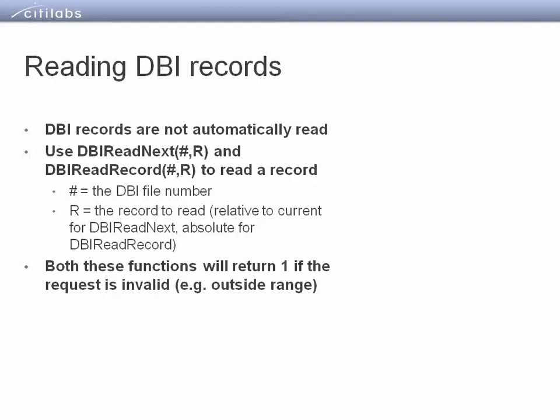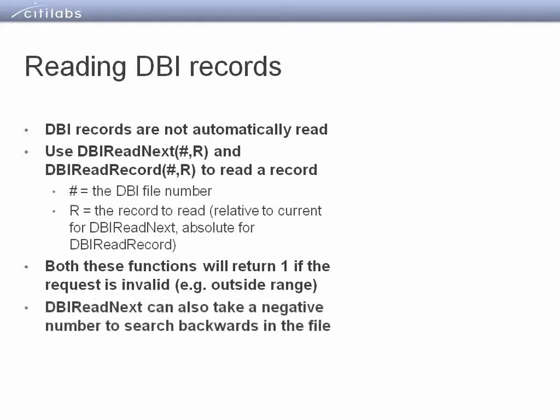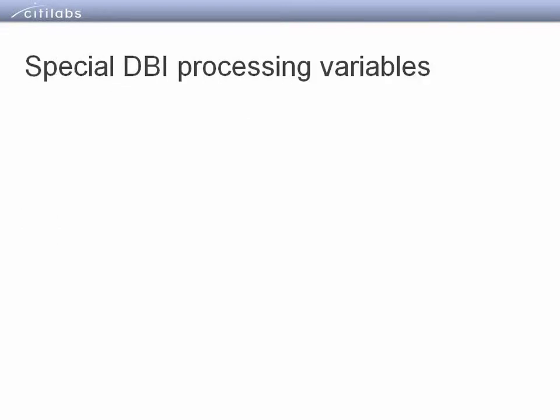So both of these functions will return 1 if the request is invalid or outside the range, so you can test to see whether you've made a valid request for a record. And the DBI readnext can also take a negative number to search backwards in the file. And again, this didn't exist at the time the original implementation of the activity-based model was done in Voyager. So we found that this really helps out when we're processing these record tables in the activity-based model.